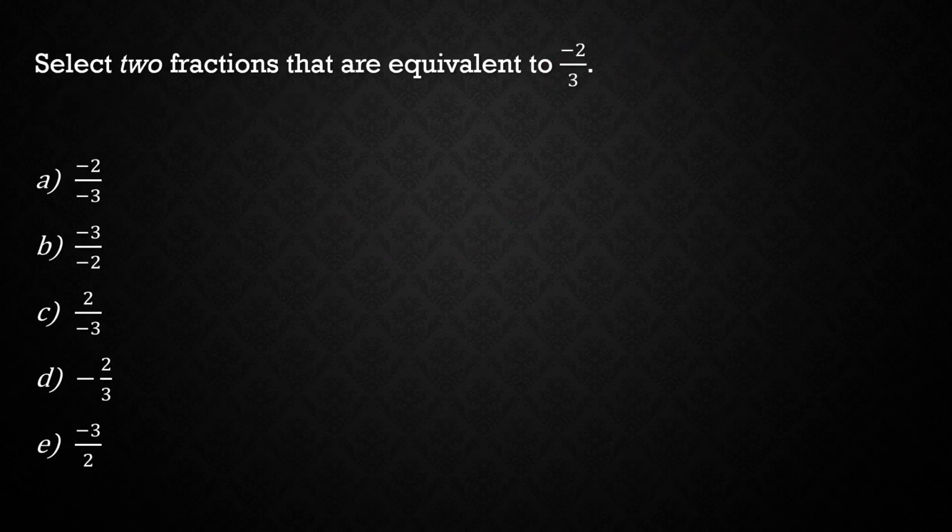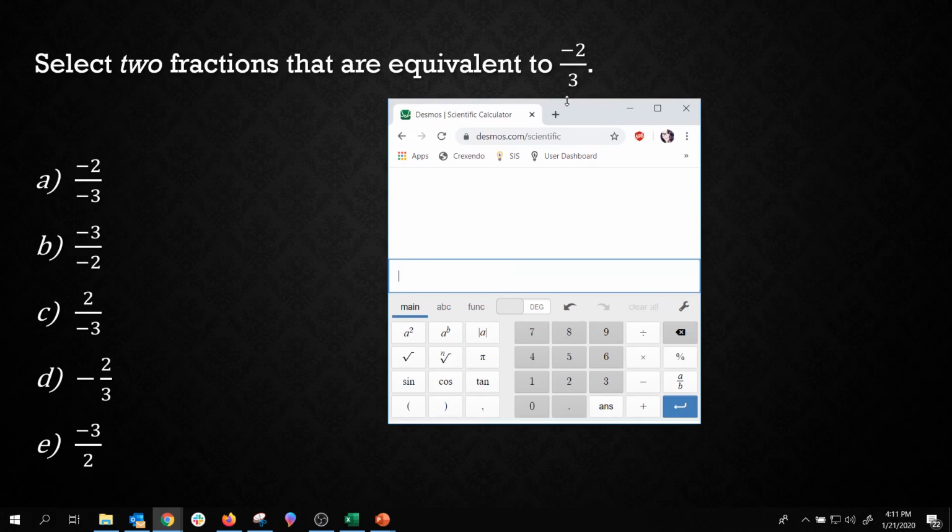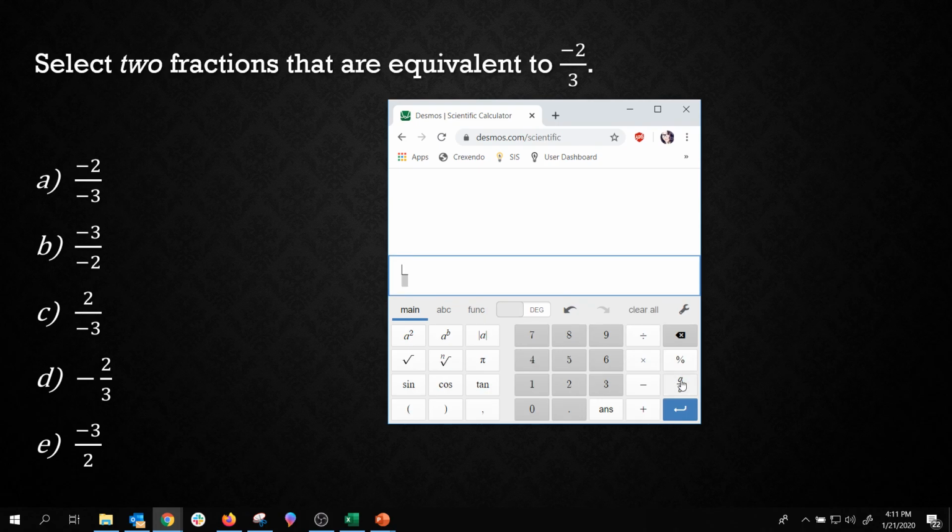Next one, again, we want to know which fractions are equivalent to -2/3. So if you're not sure if this one's going to be positive or negative, you can type this in, -2/3. And it shows you that it's a negative number, okay, which means I'm looking for negative numbers over here.